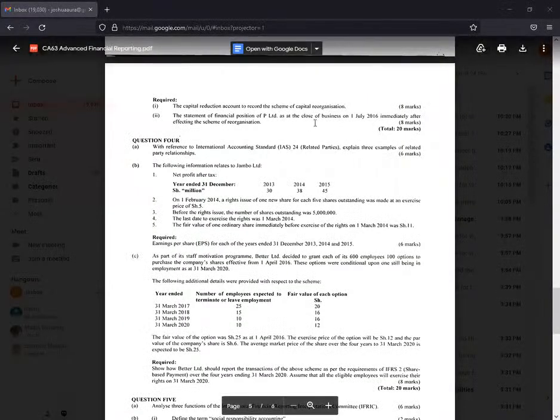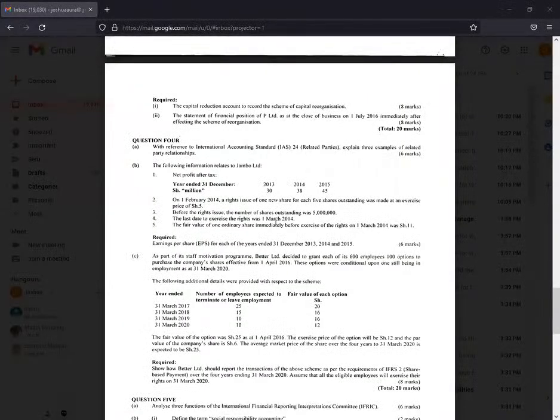So ladies and gentlemen, please let me project my question here. Here we are. If you look at this, we have the reportable net profit after tax: 2013 is 30, 2014 is 38, and lastly 2015 is 45. Now this question, does it make any mention of anything to do with the profit attributable to non-controlling interest? Do we have non-controlling interest really here?